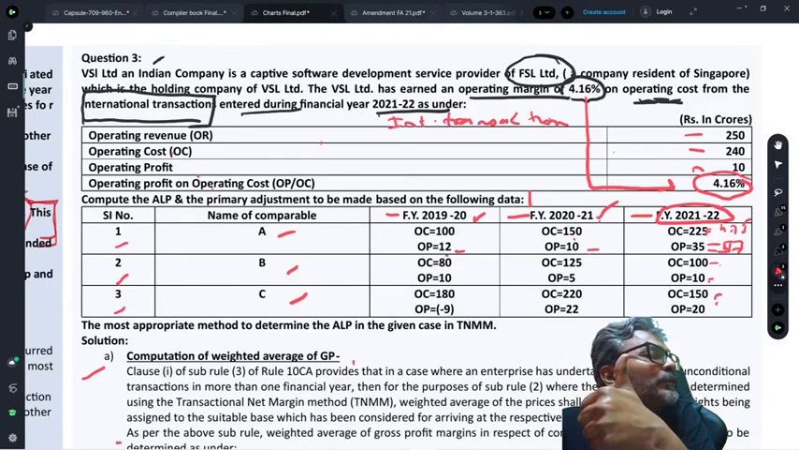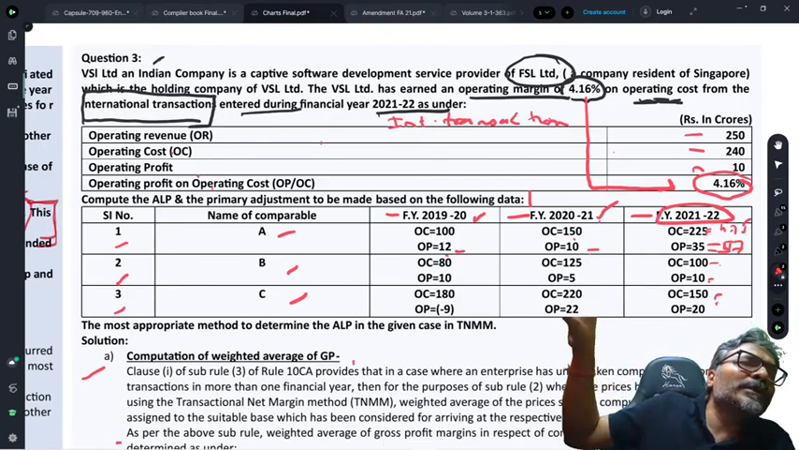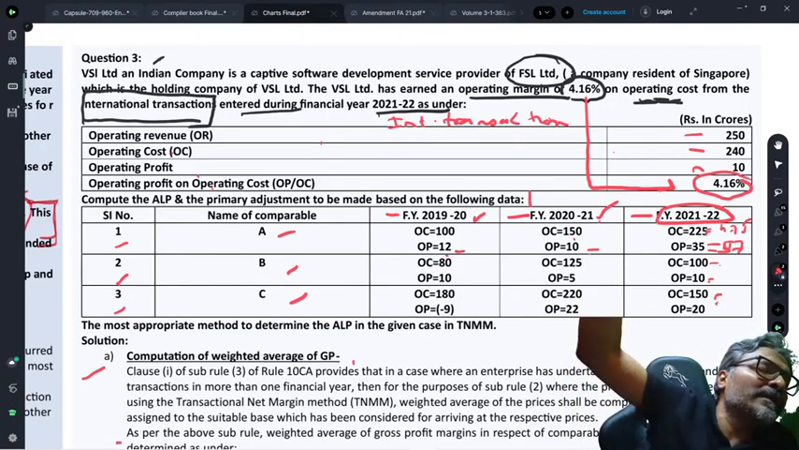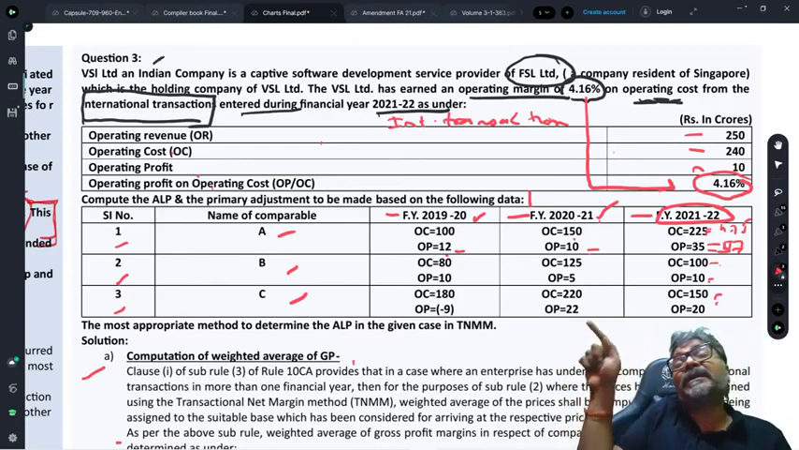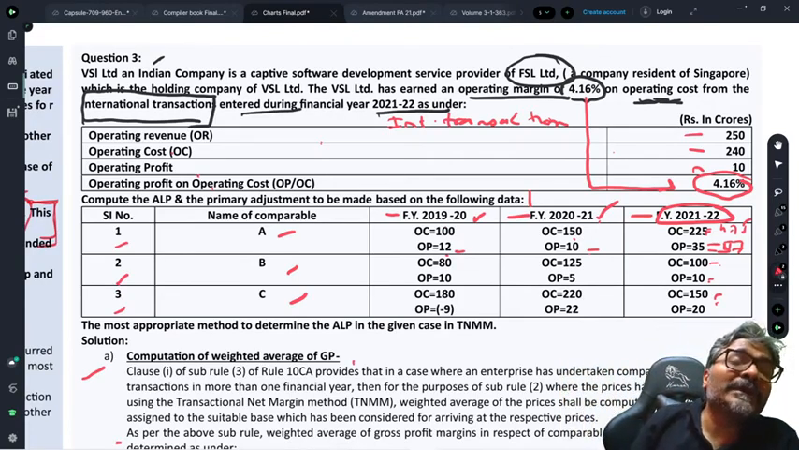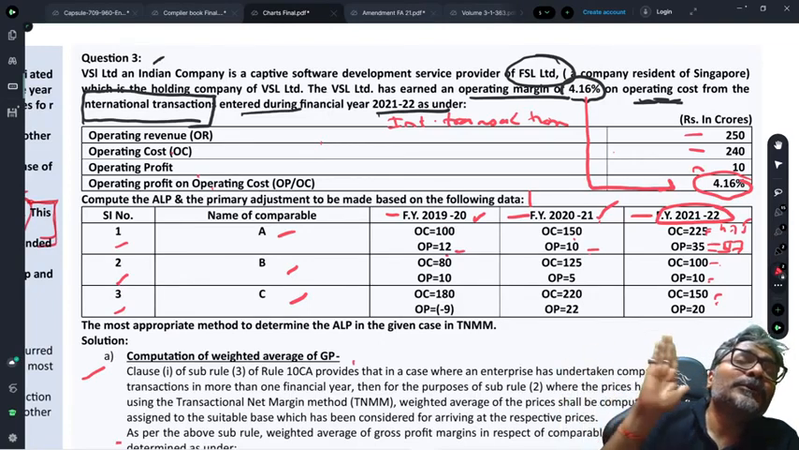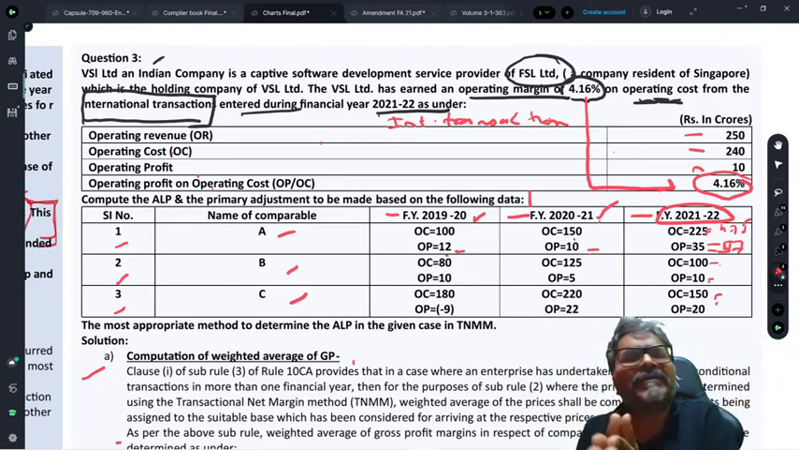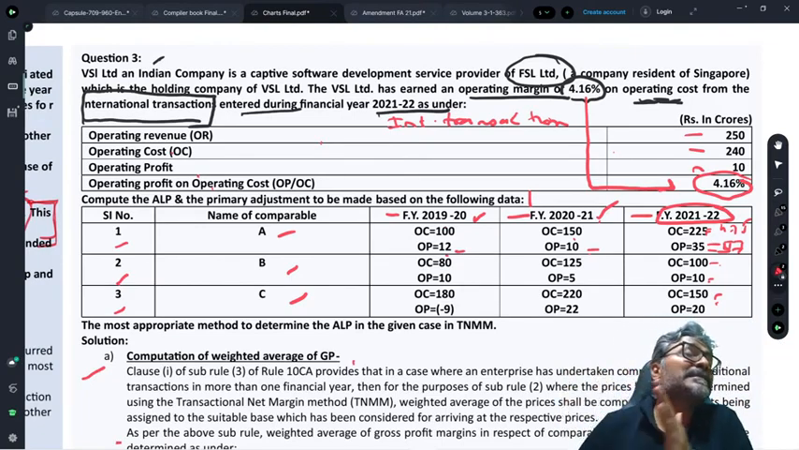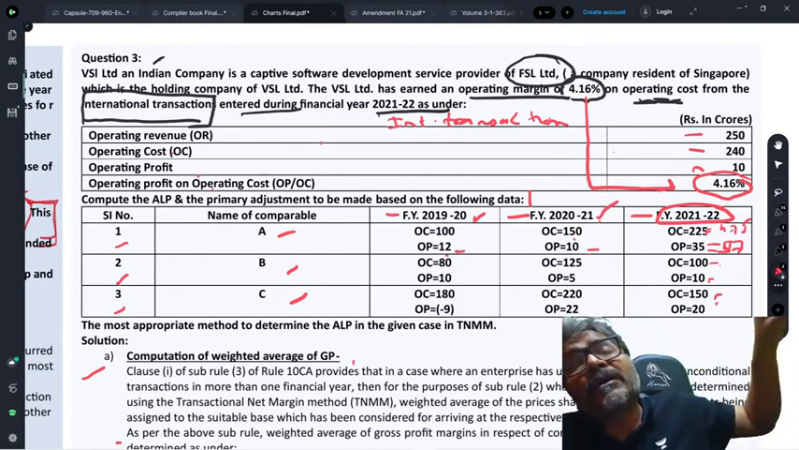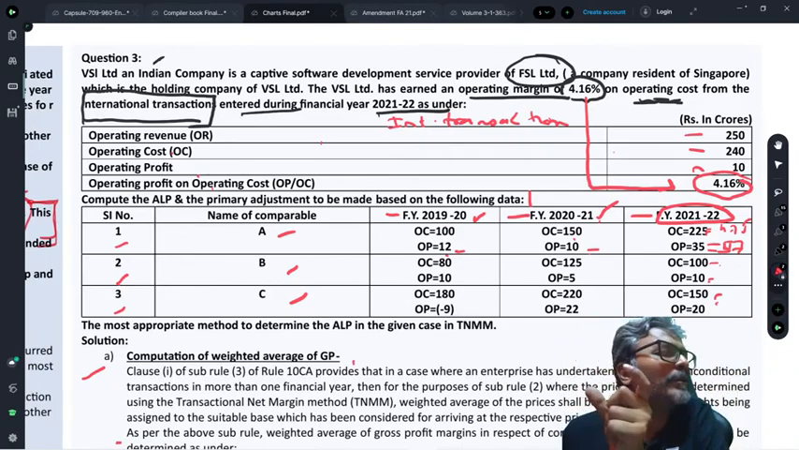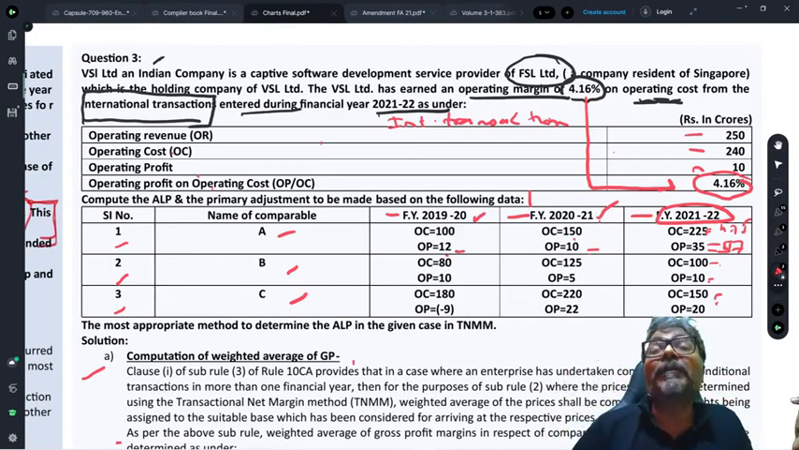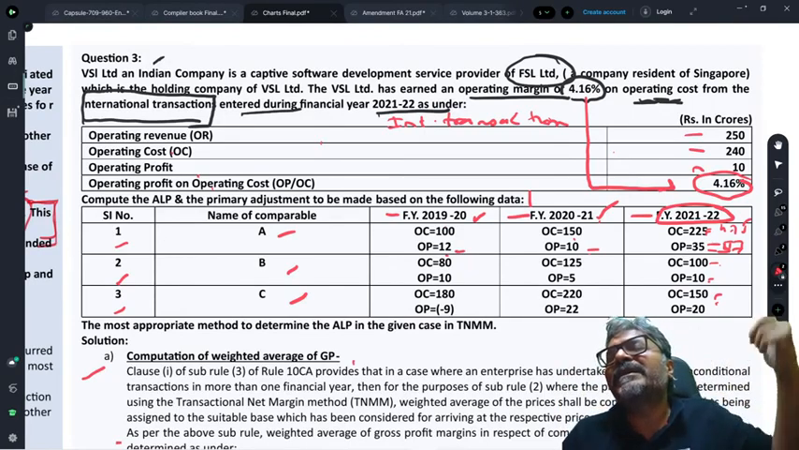If only one comparable is given to you, absolutely no issues. Go with that one comparable, and whatever weighted average margin you have computed just now, directly apply it in the relevant step of the resale price method which I taught you yesterday, and get your ALP. But if more than one comparable is given to you, then for that many comparables, you will first determine the weighted average margin, and thereafter, if the comparable size is less than 6, take the arithmetic mean of all the weighted average margins that you have determined in the above table. Once you take the arithmetic mean, that margin will play out in your calculation as per the resale price method.